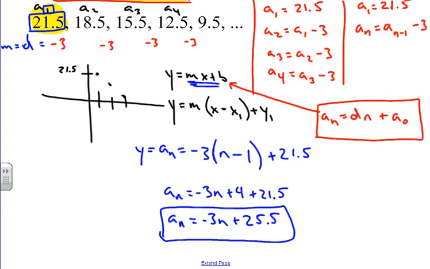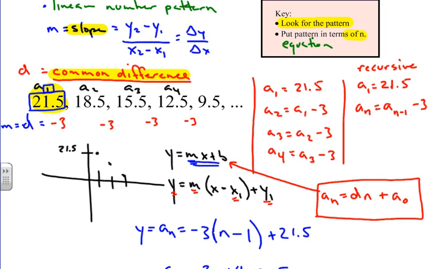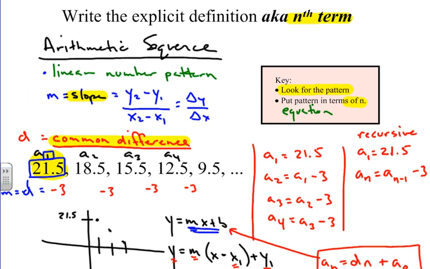This is just a point or a term. This is my slope or common difference, and y is a sub n. And there you go. And so there's what we have for arithmetic sequences. So this is what an arithmetic sequence is, and we're going to go through some examples in the next tutorial.